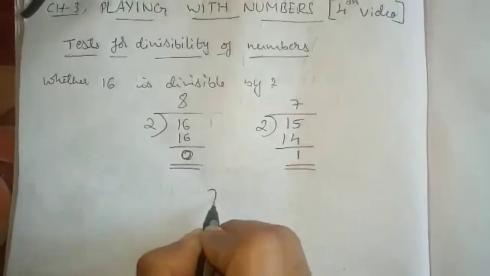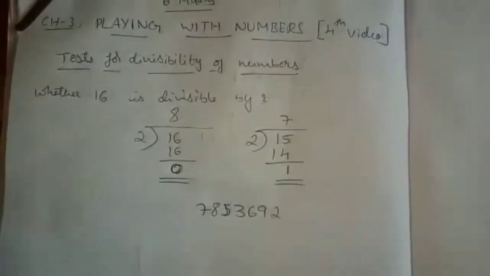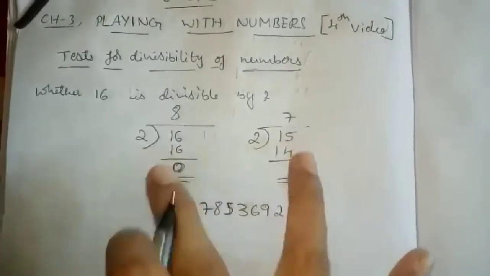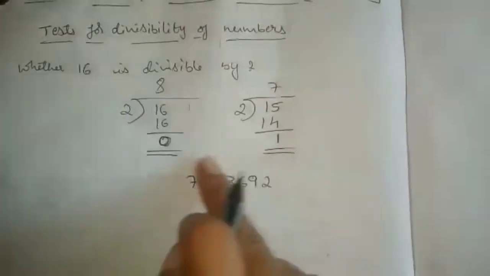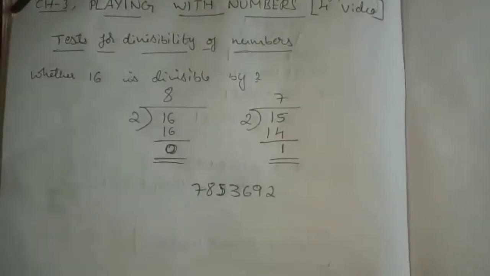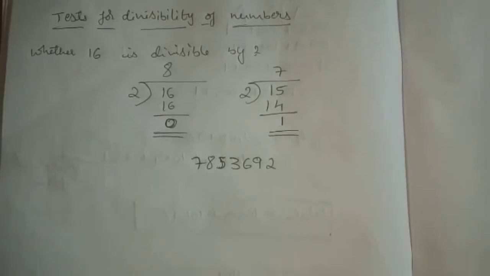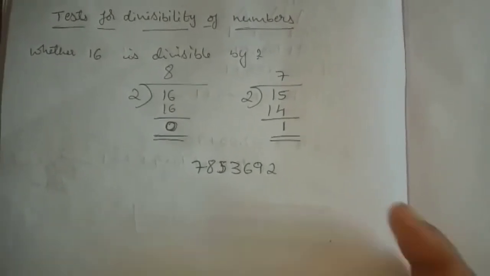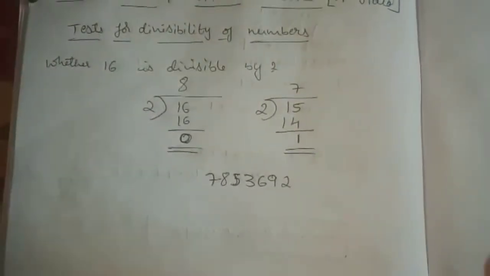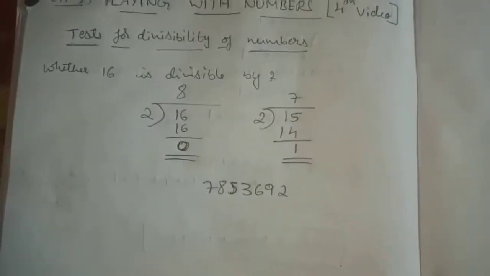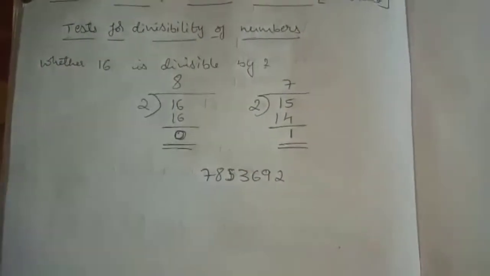What if they ask like this? If they have asked in smaller numbers, we can do the division and verify. But if you have a large number like this, the division method will be a large process, right? So we will not do that. We'll do smart work. What is that smart work? Without dividing, just observing the numbers, we can say whether it is divisible by 2 or not.